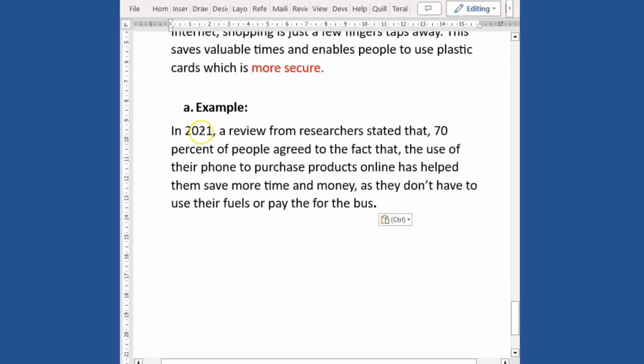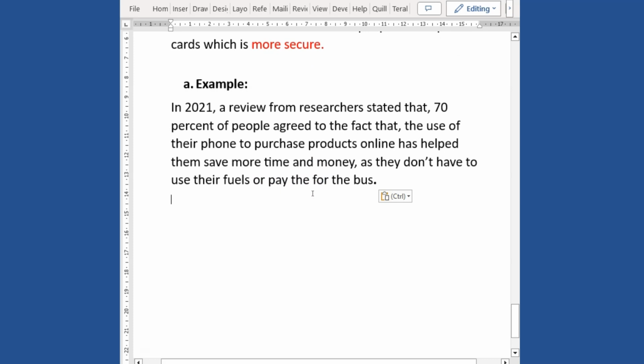In 2021, a review from researchers stated that 70% of people agreed that the use of their phone to purchase products online has helped them to save more time and money, as they don't have to use their fuel or pay for the bus. So now, talking about how the researchers went about it.